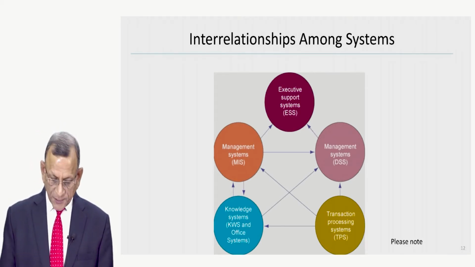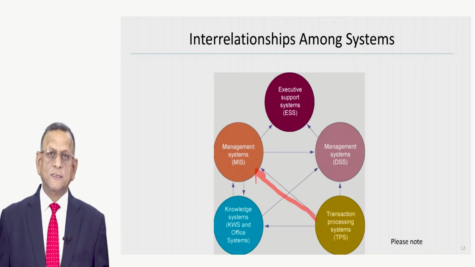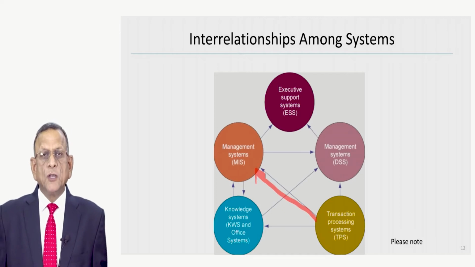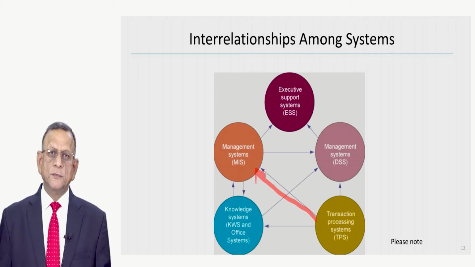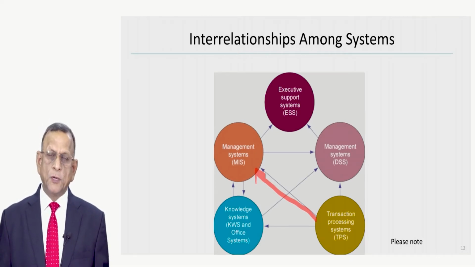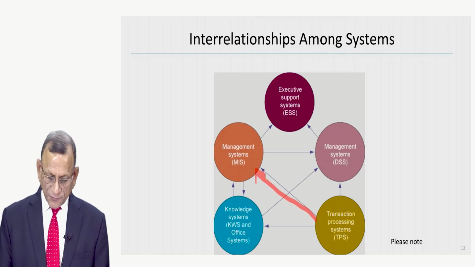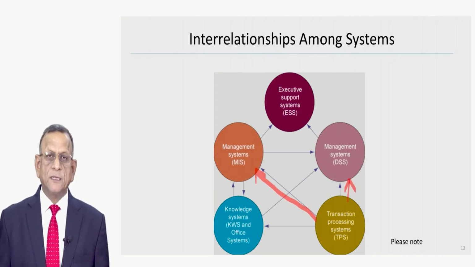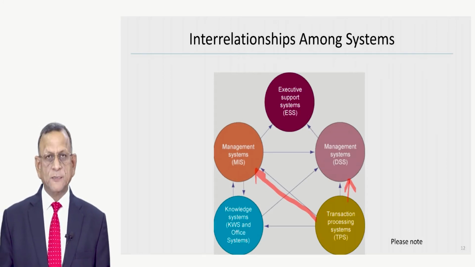Second recipient of this data from transaction processing systems is management information system, MIS. We'll consider daily, weekly, maybe monthly reports. What's the level of inventory? What should be bought? What may be transferred from this store to another store, etc. That is MIS.